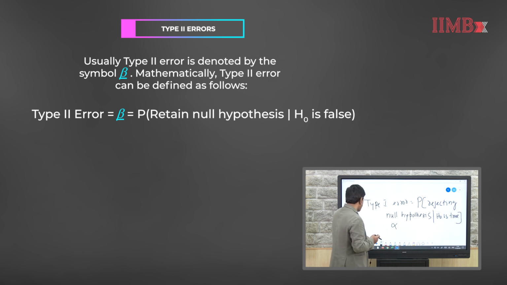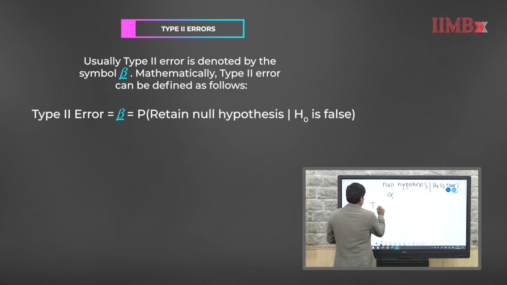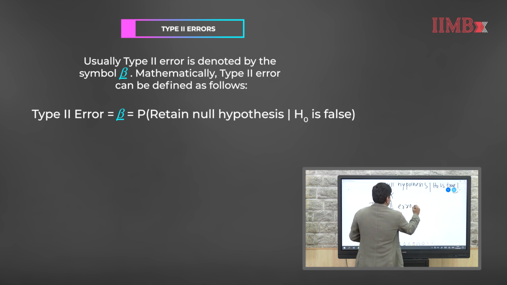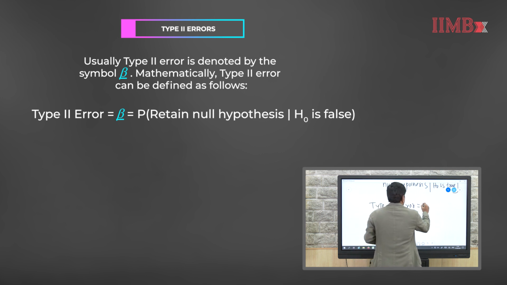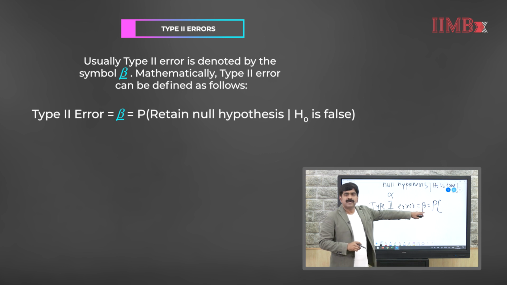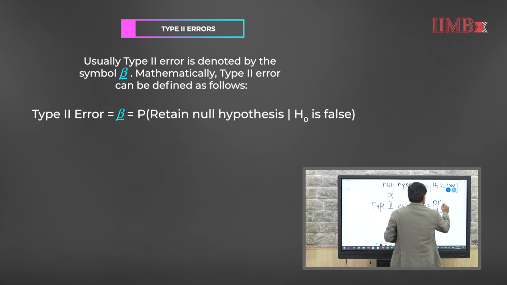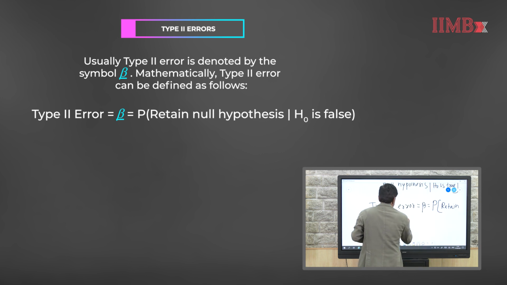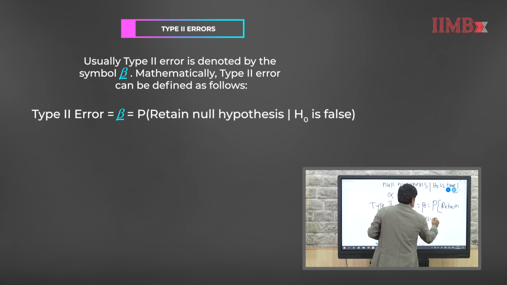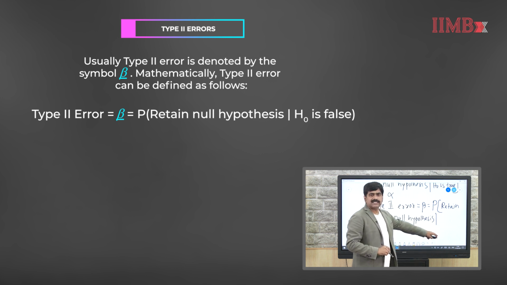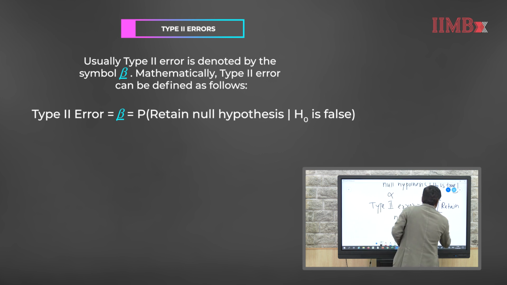That is, the type 2 error, we usually write type 2 error as beta. This is the conditional probability of retaining the null hypothesis given the null hypothesis is false, that is, H naught is false.